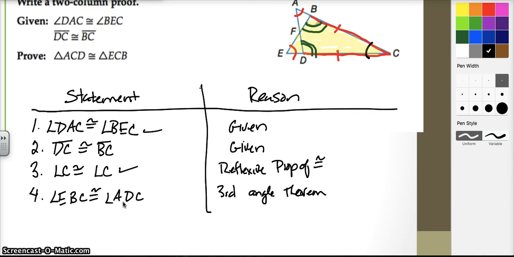And now I have all that I need. Remember, we were going to go like this. We've got angle, angle, side, and then angle, angle, side. All that information has been confirmed here. And so now I can easily say, or truthfully say, that triangles ACD and triangles ECB are indeed congruent. And we can say that by the angle, angle, side theorem. All right, not too shabby.